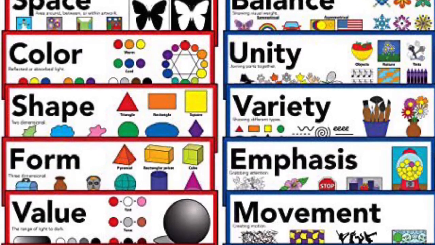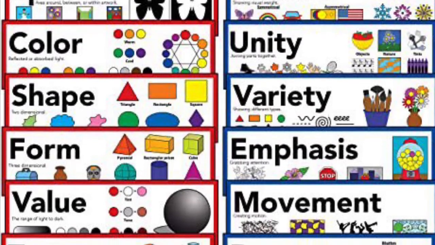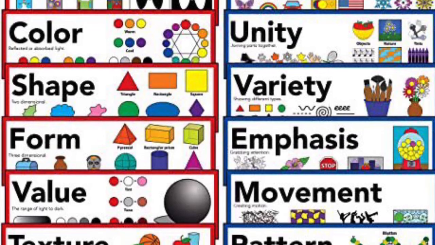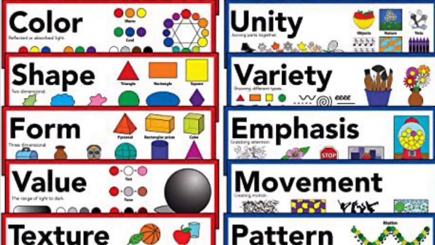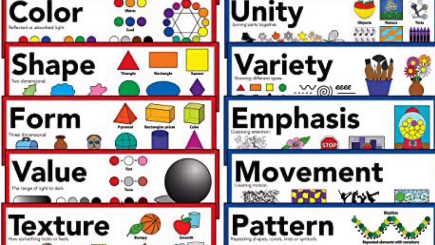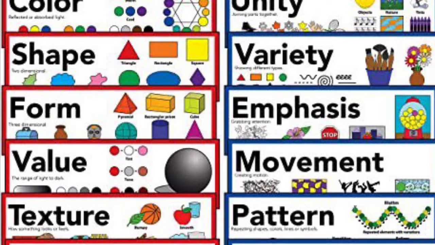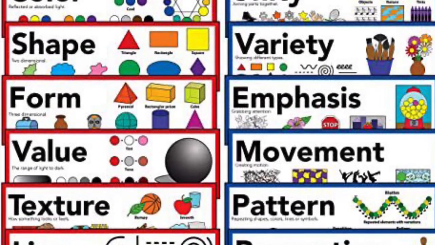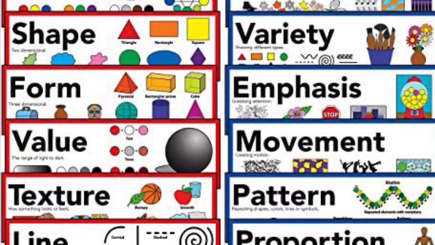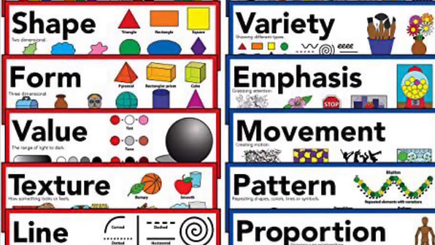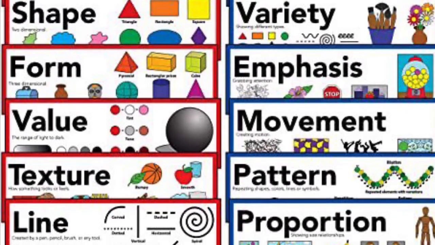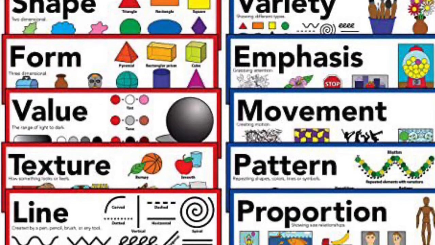So here are all the different things that you can see, and I have shared these elements and principles separately with you. You have to have at least 3 things from each list in your artwork. And today I'm going to show you how to figure out how you have used those things.